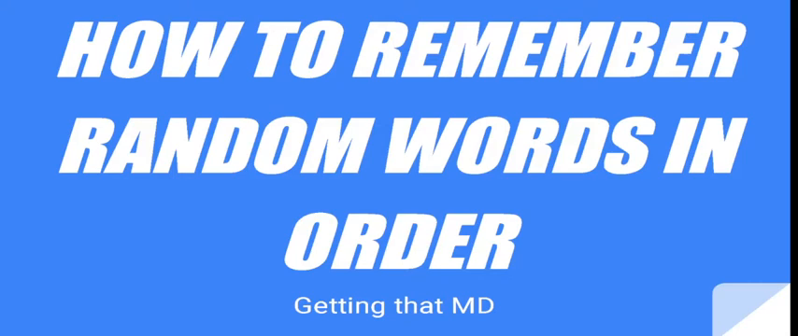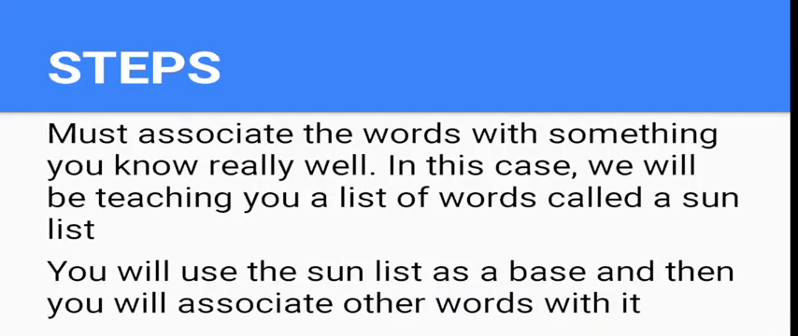We're going to learn how to remember random words in order, 'cause why not? People like to do random things like this, so let's do it. The steps also go with remembering anything really. You have to associate something with something you already know. This is how memory kind of works. This is why rereading something does not work when you're trying to do it for school.